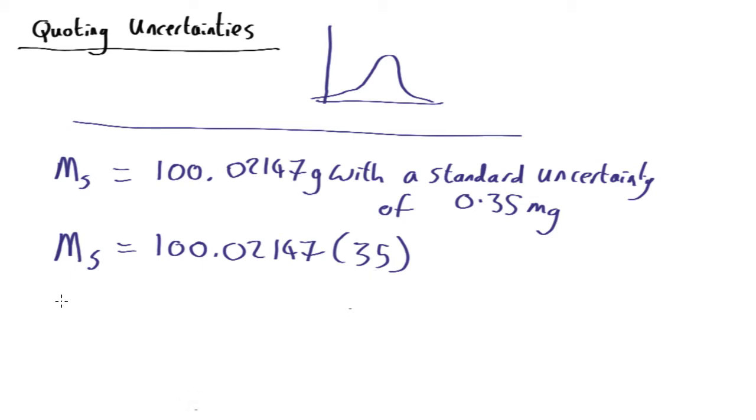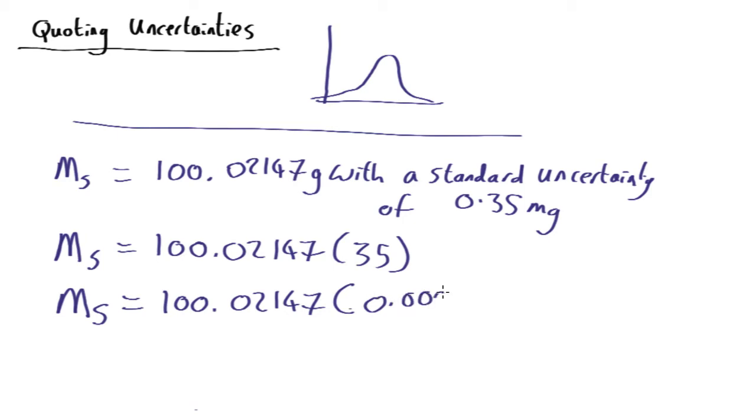In case that's a bit too confusing, the third acceptable notation according to the GUM standard is to write out the uncertainty in full, so you can say 100.02147 in brackets 0.00035. It's a bit more writing, but I think it's probably a bit clearer.